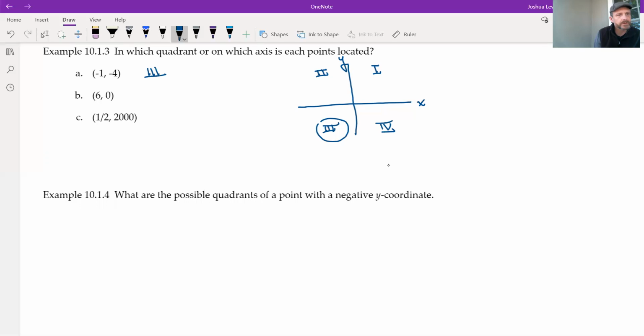So third quadrant. (6, 0). Well, I would move right along the x-axis a distance of 6. And then I would not go up or down. So this would be simply on the x-axis. And then (1/2, 2,000). Well, if I'm identifying quadrants, it's not the size of the numbers that I really care about, it's the sign of the numbers, right? I've got a positive and a positive. What quadrant is positive, positive? Well, quadrant 1, right?